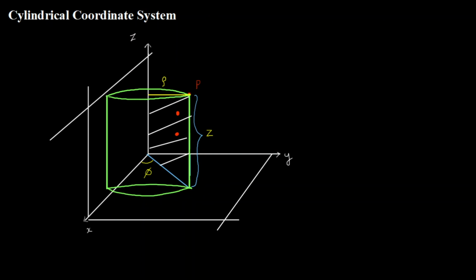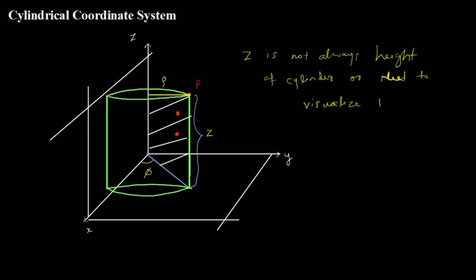So I say that z is not always the height of the cylinder, or I should be able to relocate or redraw the cylinder such that this z will become the height of the cylinder. That is also possible. Is it right? So every time I change the location of the point P, correct? Point P, then I can redraw the cylinder, no harm.